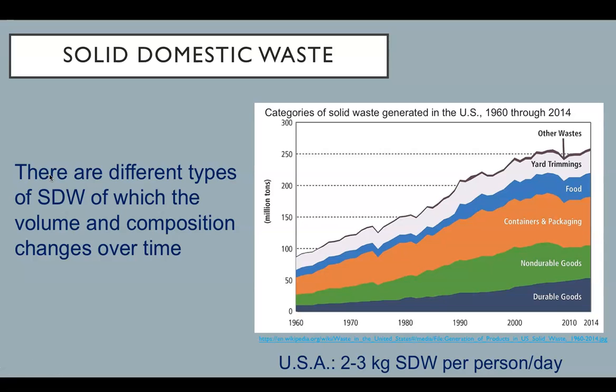You can see that in the 1960s, the proportion of food waste and durable goods was different as compared to the proportions in 2014. You also see an increase in volume of all categories of solid domestic waste over time.